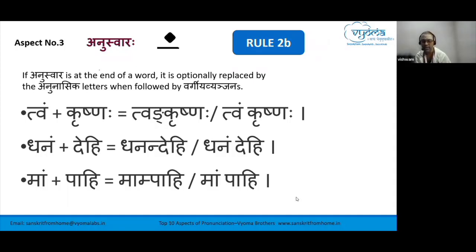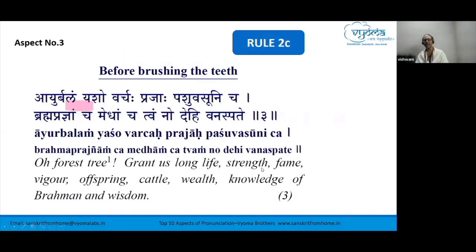Okay. The advantage with Mam pahi is both sound similar only. Only in 1 and 2 we have those differences. So we have done that. Beautiful. Now we know when to use the fifth letter of that varga and when to use the Anuswara dot, and what is the difference.